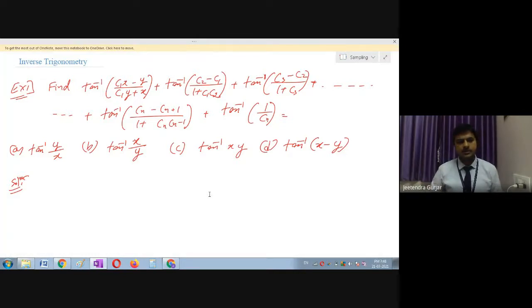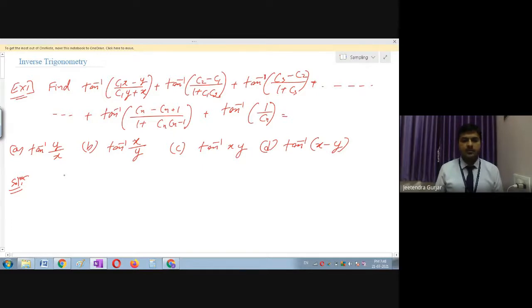Find tan inverse (C1x minus y) divided by (C1 y plus x) plus tan inverse (C2 minus C1) divided by (1 plus C1 C2) and so on. So this function continues, right? In this type of example, you can see that many students get afraid. You should not be afraid. You should think wisely and simplify the problem very beautifully.